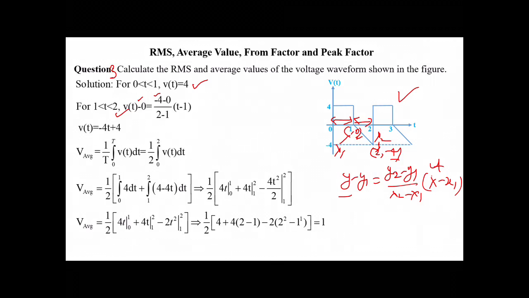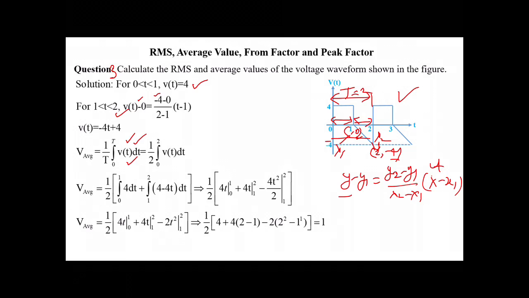So we get two equations for V(t), because after the time interval 2 we can see this is the total time interval for this waveform. The value of T is 2. So V average equals 1 upon T integration 0 to T V(t) into dt. This is the basic formula to calculate the average value of any function. If we substitute the value of limit or value of T, we can rewrite this equation as 1 upon 2 integration 0 to 2 V(t) dt.